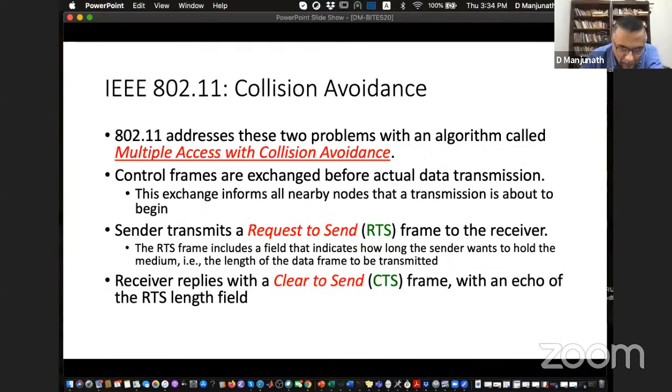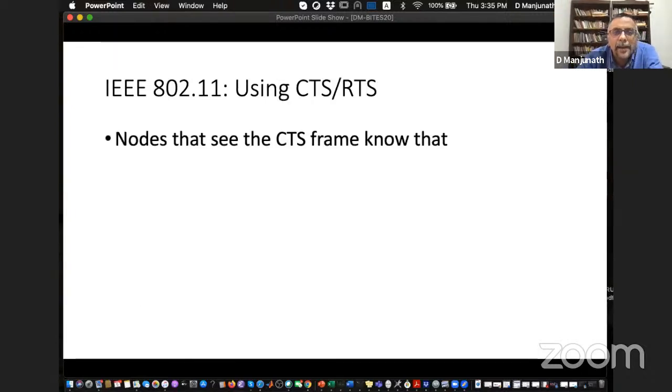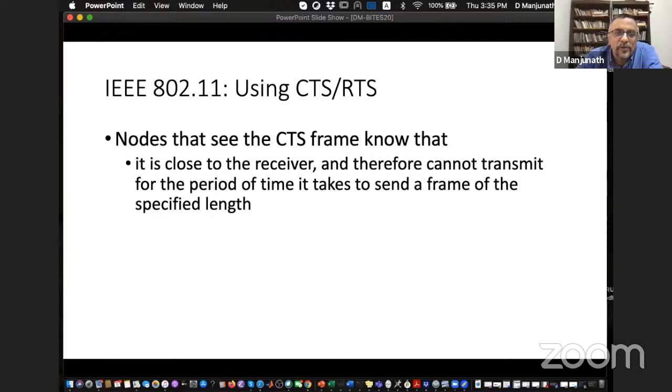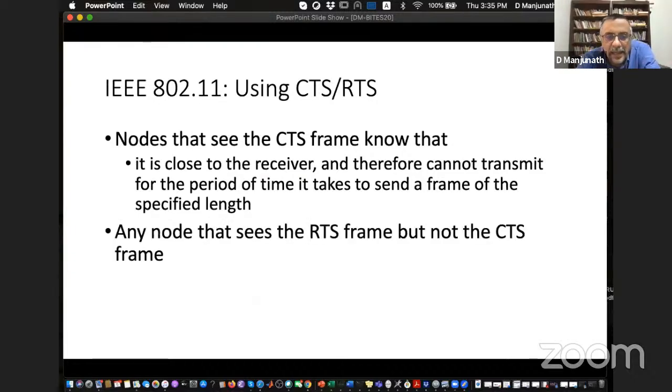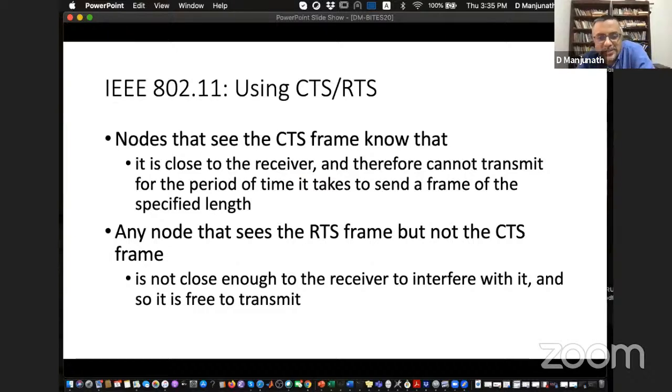And the receiver will reply with a clear to send, CTS, telling the sender, okay, you're fine sending this particular packet. The information contained in the clear to send is also available to others within the range of the receiver. So the nodes that see the CTS frame know that they are close to the receiver and therefore cannot transmit for the period of time it takes to send a frame of the specified length. And any node that sees the CTS frame but not the RTS frame knows that it is not close enough to the receiver to interfere with it, so it is free to transmit.